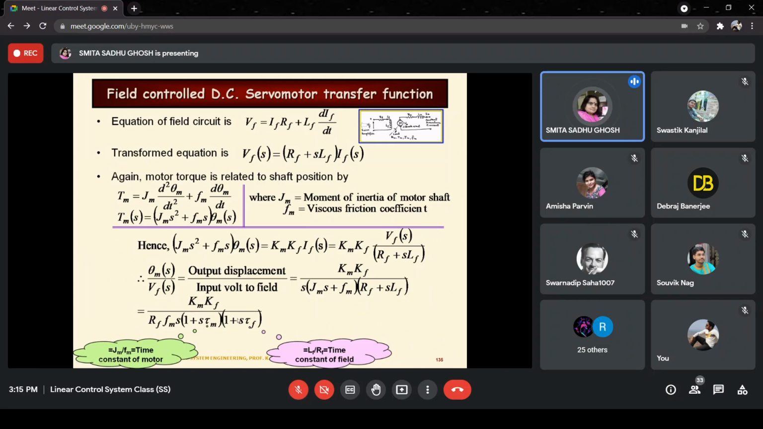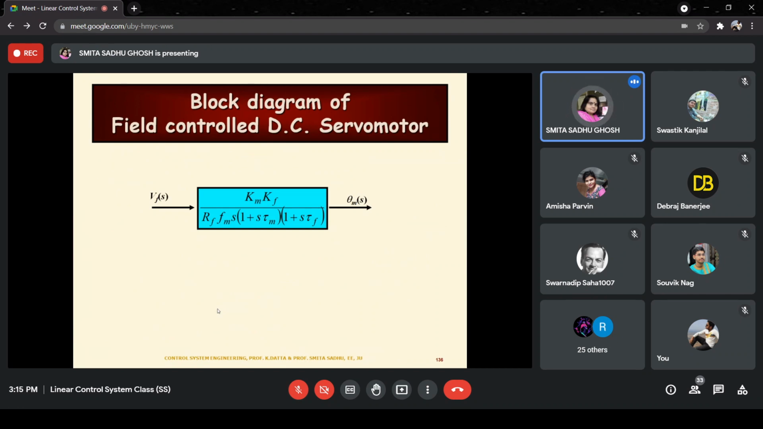From here we can try to draw the block diagram of the motor. Of course, the block diagram is very simplified. This is the block diagram of the field controlled DC servo motor, where the input is VF, the output is theta m, and what comes inside the block is the whole transfer function that we derived in the time constant form. This being the transfer function, the whole thing.